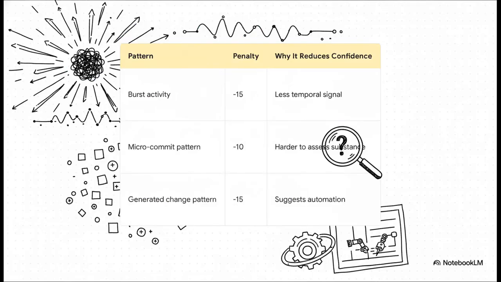Yeah, just look at these examples. If you have a ton of burst activity, like say 20 commits in 10 minutes, it doesn't say you're trying to game the system. It just says this gives the system less temporal signal. Or if you have a ton of tiny micro commits, it says it's harder to assess substance. It's just transparently explaining its reasoning without making any assumptions about why you did what you did.